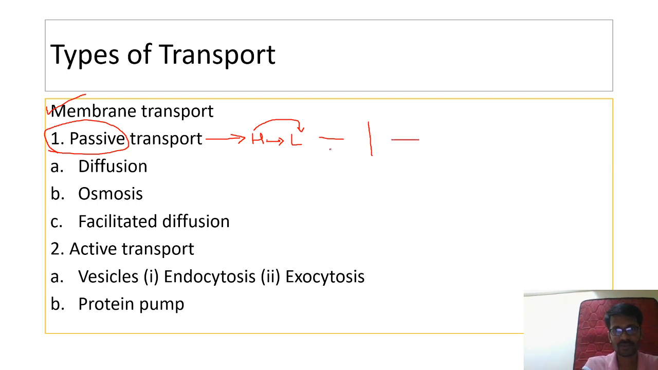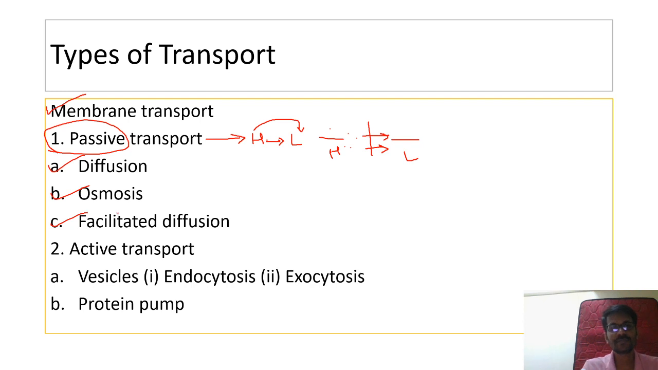So there are two conditions: one is high concentration and the other is low concentration, when there is a movement of ions or molecules through the semi-permeable membrane, crossing it from higher concentration to lower concentration. This phenomenon is of three types. One is diffusion, second is osmosis, and third is facilitated diffusion.